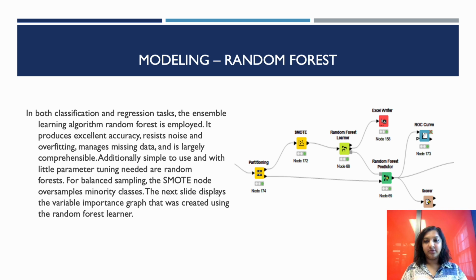Moving on to the random forest model. We have used SMOTE node here as well, so as to oversample minority classes and provide balanced sampling. Random forest model uses 100 trees and is an ensemble model of decision trees. Accuracy for this model was 83.7%.